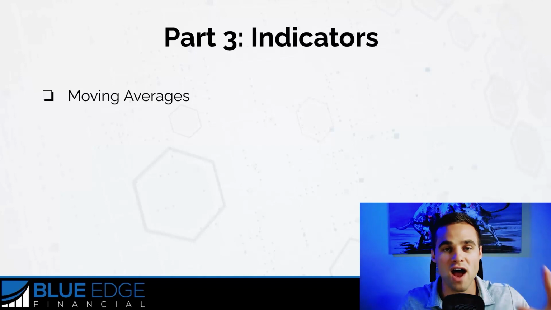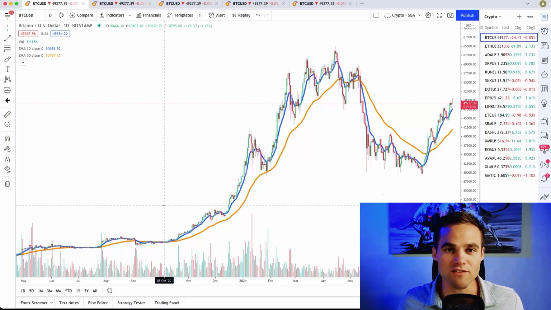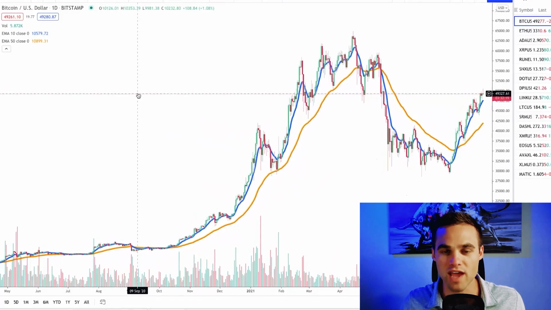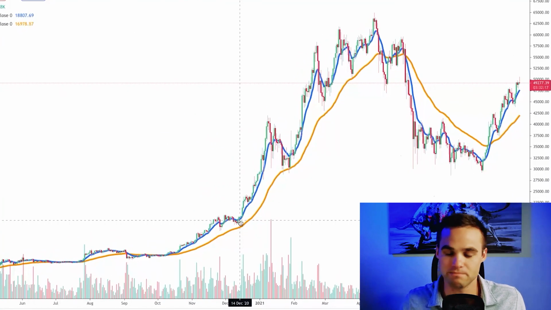Okay, we're going to talk about 5 different common indicators that are our favorite indicators to use, and these are really the only 5 indicators that you need to use. So first things first, we're going to talk about moving averages. Moving averages are likely the most common indicator that there is. Essentially, a moving average is an average of the price over a certain period of time.